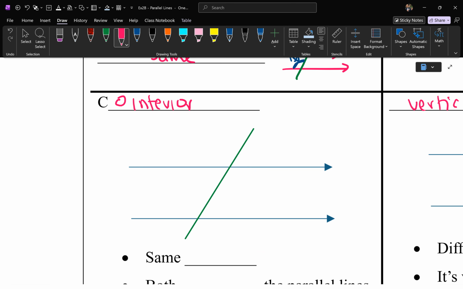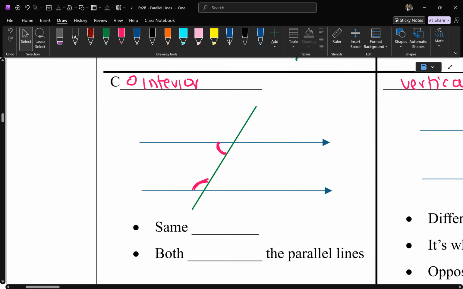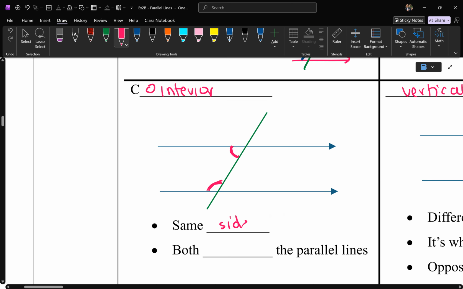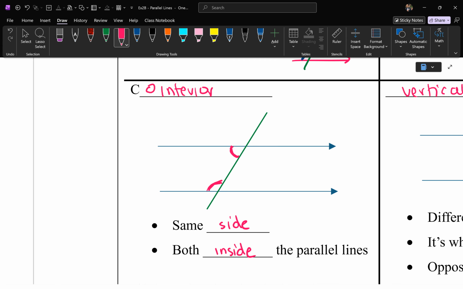For it to be co-interior, interior means inside. So it has to be inside the parallel lines. It can't be up here, can't be down here, that's the outside. Inside is here. That angle and this angle, see how they're on the same side? So I'm going to fill it in, same side, and both inside the parallel lines. See how that's different to corresponding?